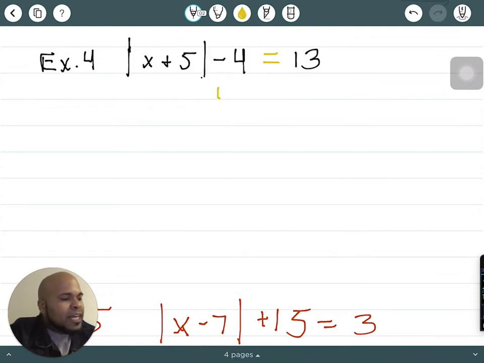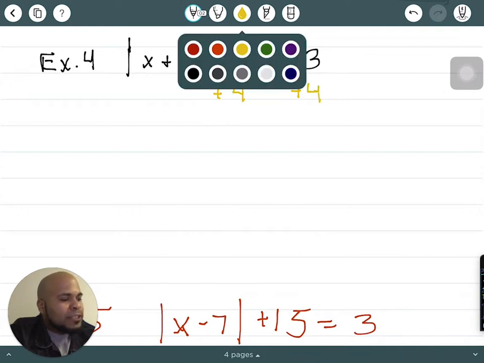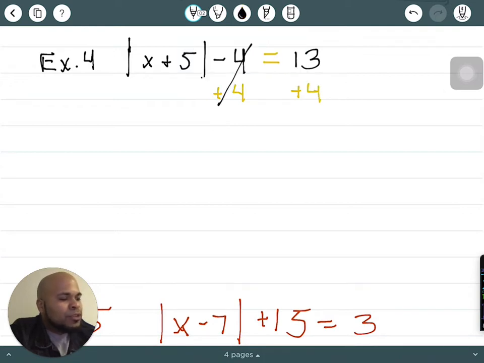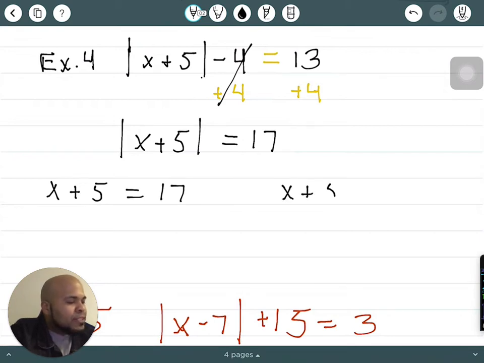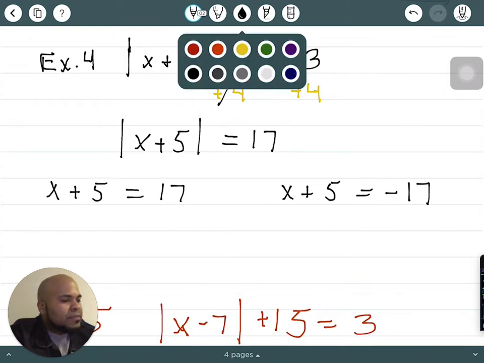So to be able to get it by itself, I'm going to have to add 4 on both sides because the entire absolute value expression is being subtracted by 4. So I'm going to get that the absolute value of x plus 5 equals 17. Now the absolute value expression is by itself on the left side of the equal sign, so I can drop the bars. And by dropping the bars, I take whatever is in there and set it equal to its positive, so to itself, and to its opposite, which is negative 17.